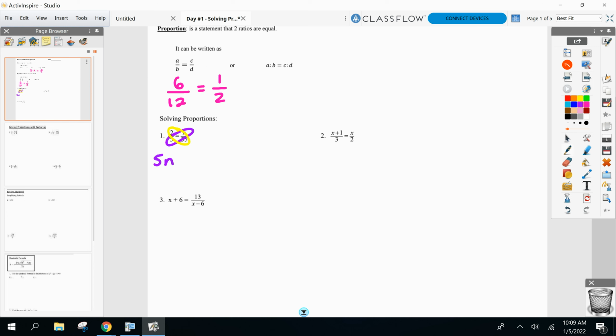Now my question is, I get 5n and I get 70. What do I do with them? I just get 5n and 70. After you cross multiply, you set them equal to each other and solve for the variable. So we divide both sides by 5. n is going to be equal to 14. Heck, I wish they were that easy.